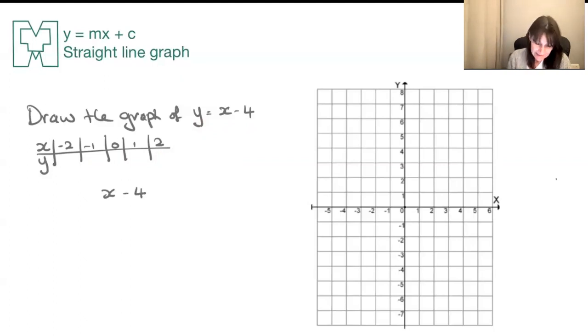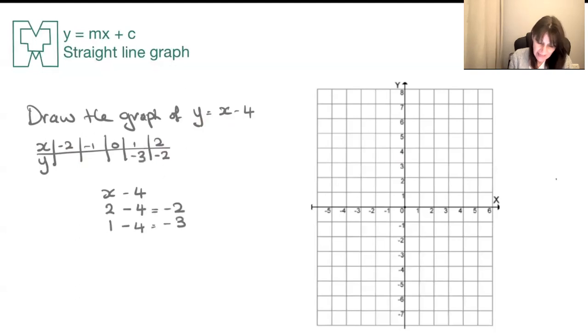X is here in my table, and every single one of these numbers is the number that x could be. So right here, x could be 2. So I'm going to change my x to 2, take 4. 2 minus 4 is -2, and that is the y value when x is 2. The table is telling me that x could be 1. So here, I'm now going to change it and say x is 1. Now 1 take 4 is -3.